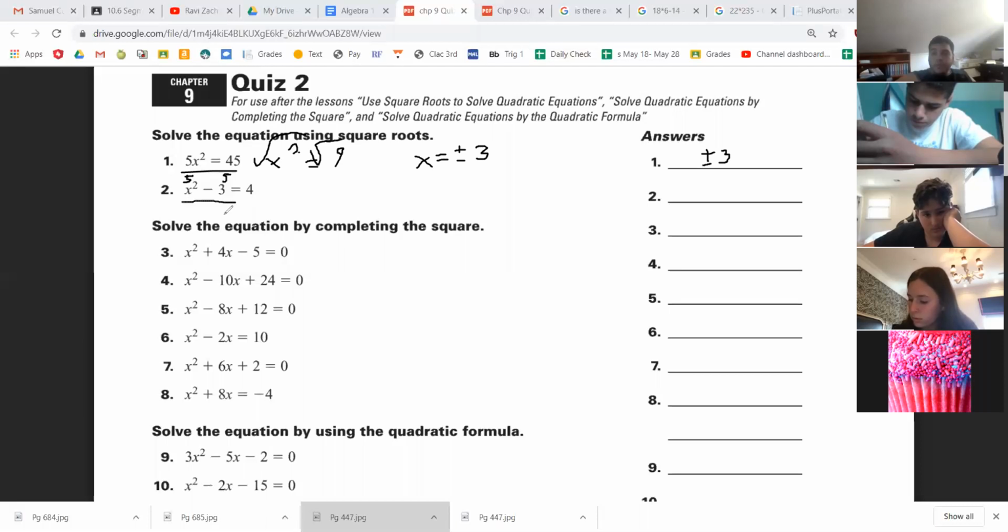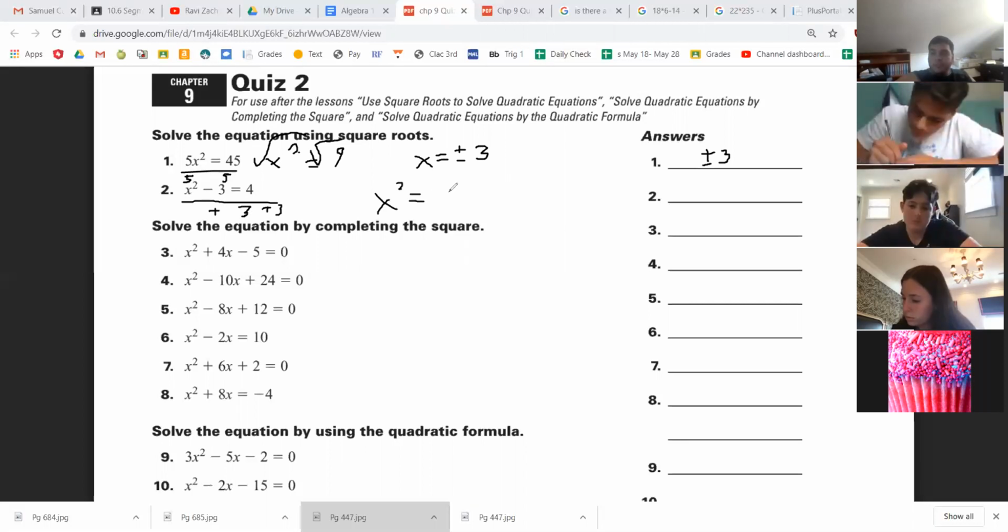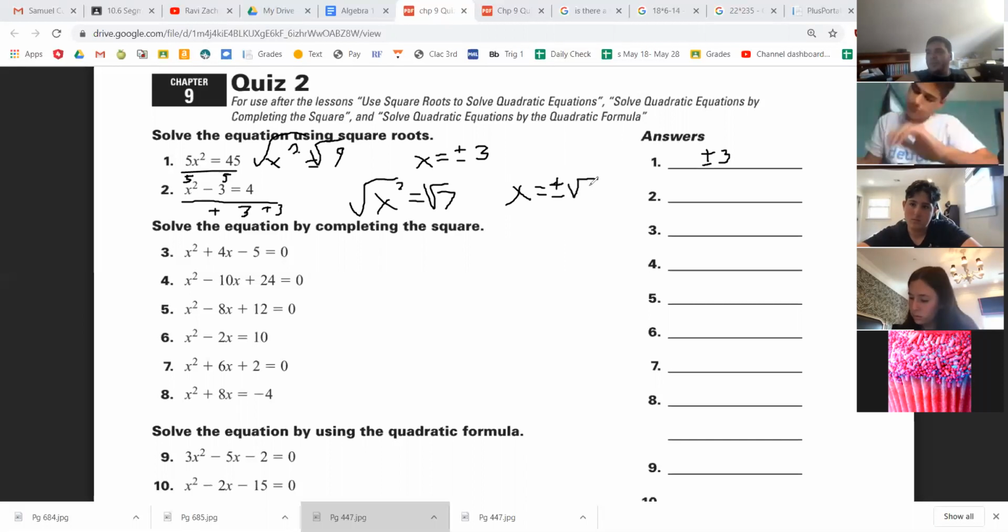Number 2, also pretty easy. Plus 3 here, plus 3 here. X squared equals 7. Square root both sides. Square root of 7 is not clean. I think in this textbook they give you the decimal. I don't need the decimal, so just put plus or minus square root 7. So plus or minus square root 7. This section, pretty straightforward, pretty simple, I feel. Okay?